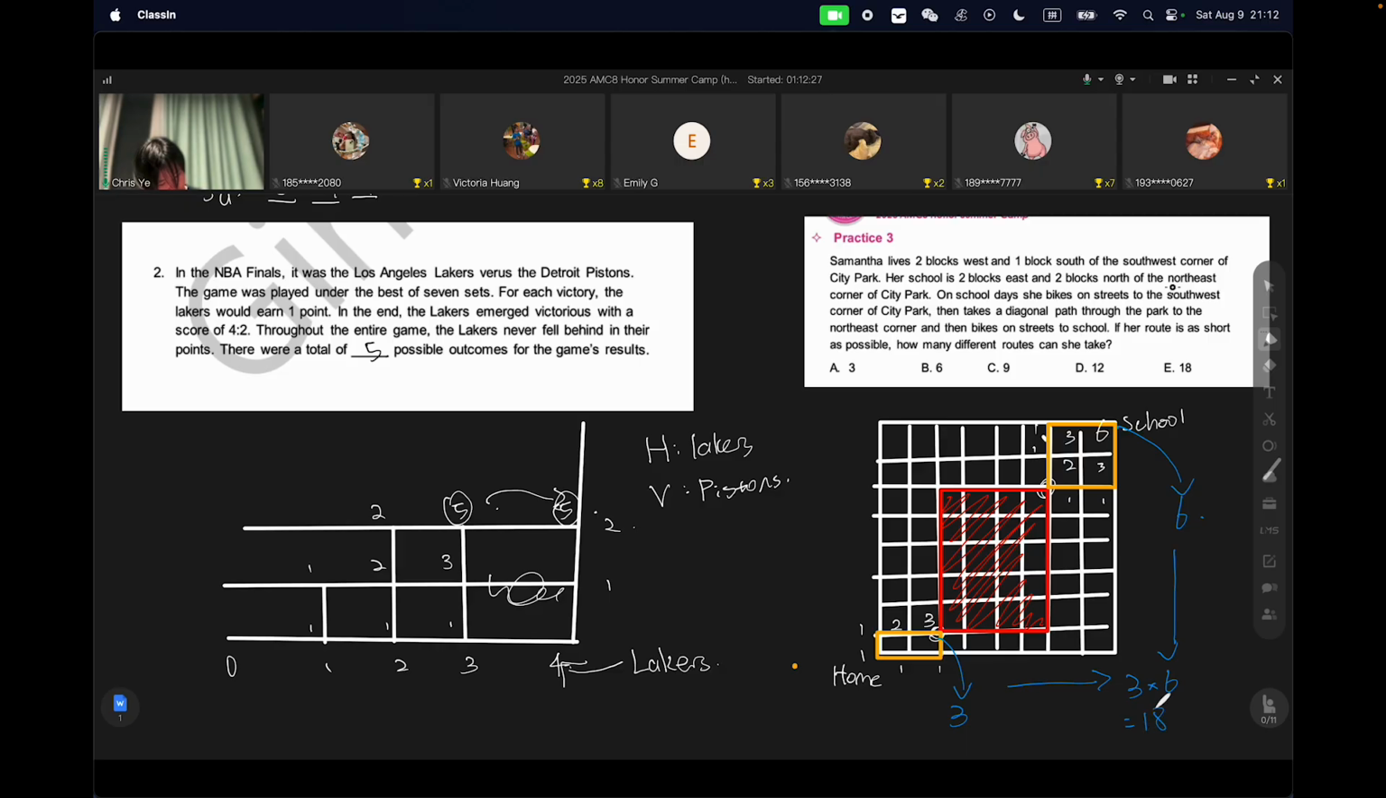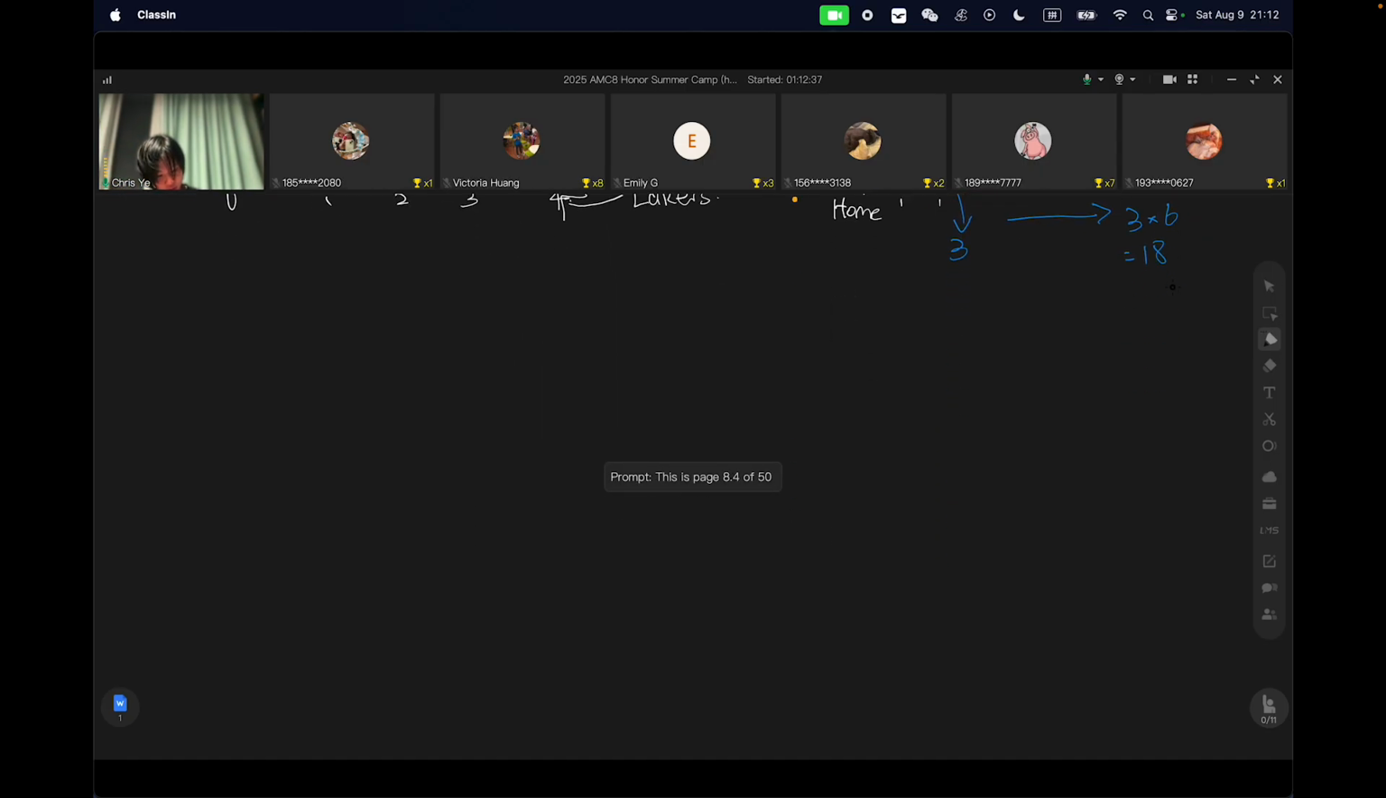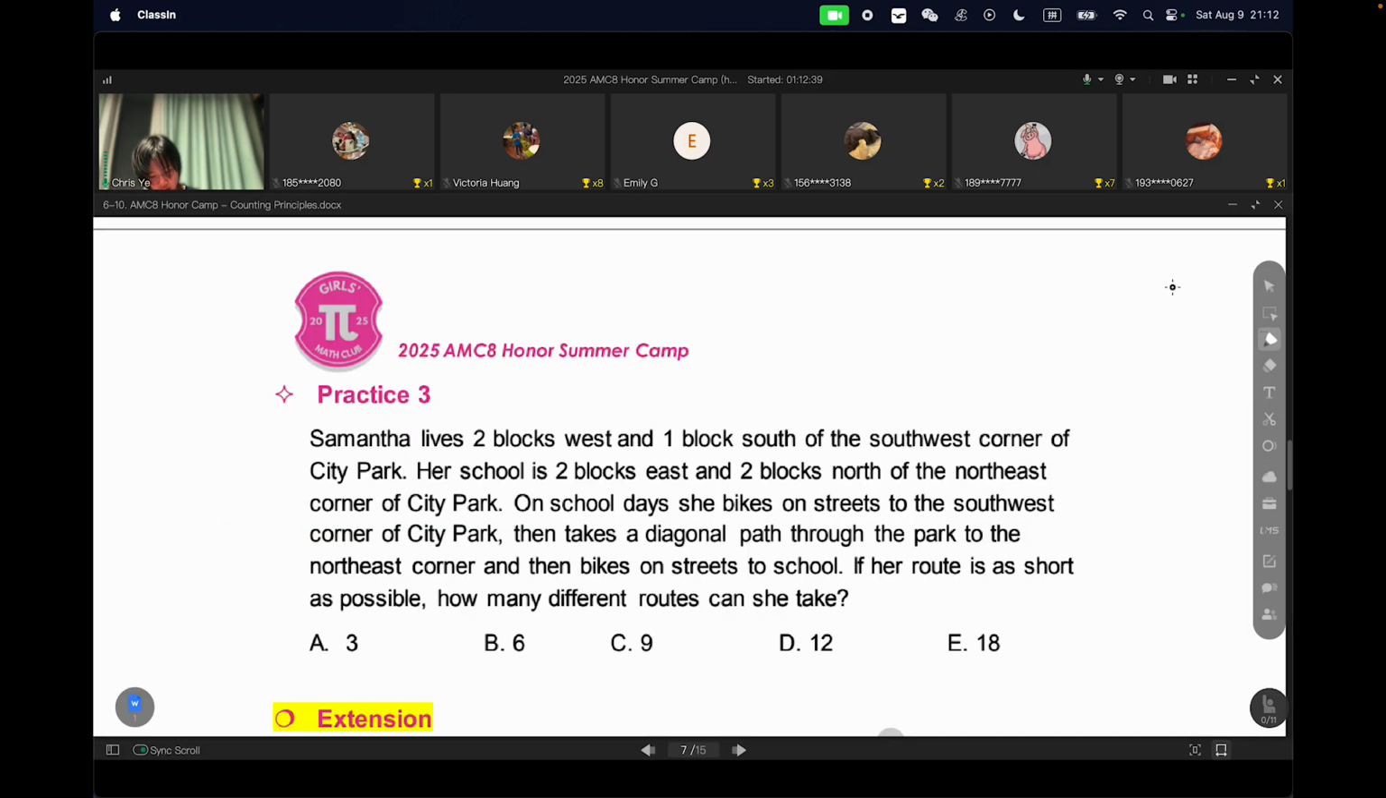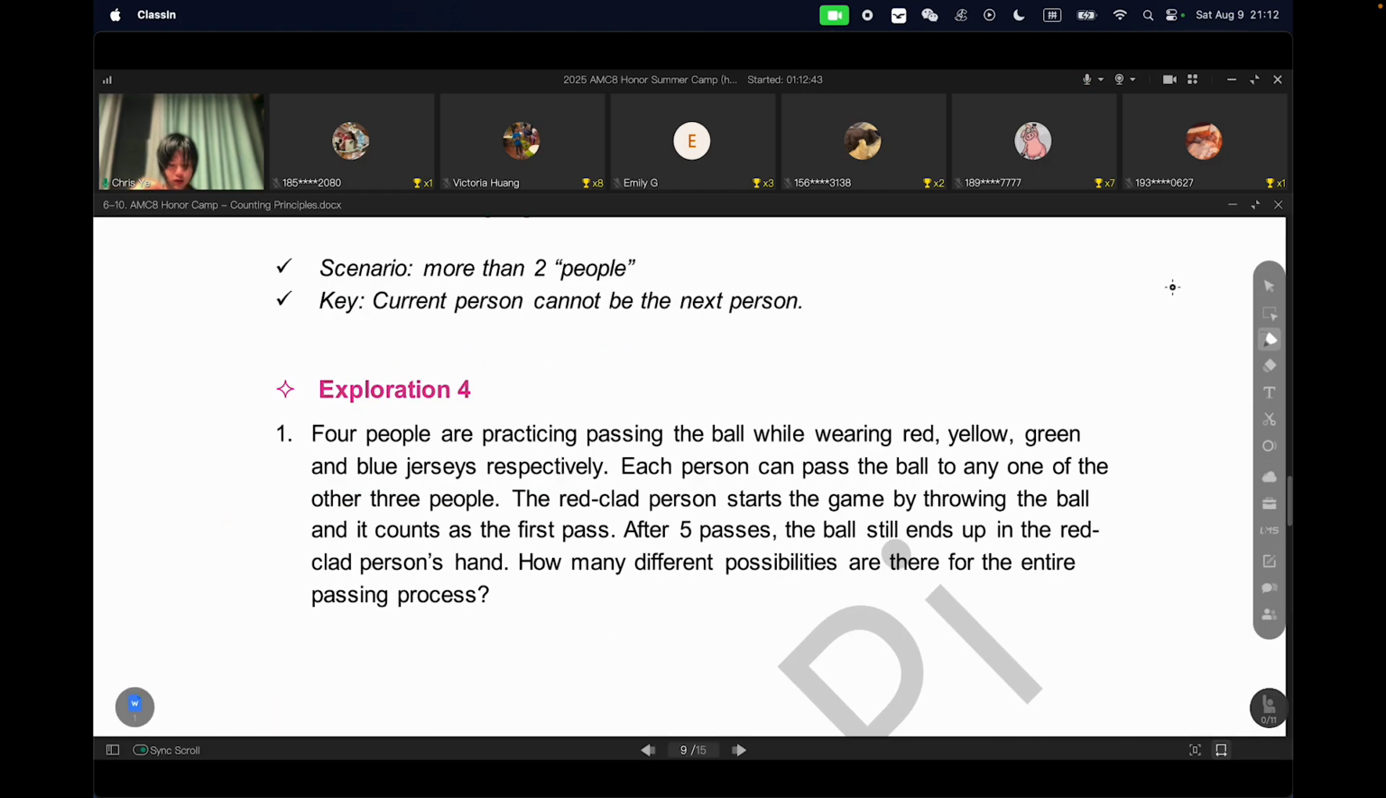And the answer is going to be 18. Any questions? If not, let's move on to our last concept of today, which is the playing catch method.